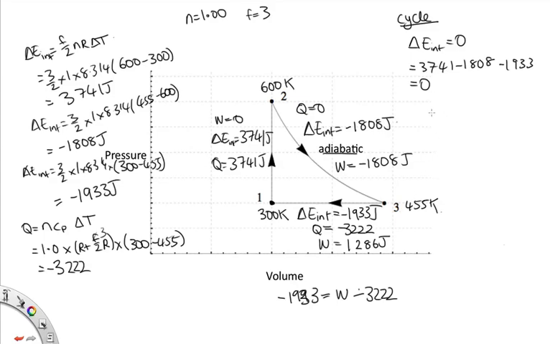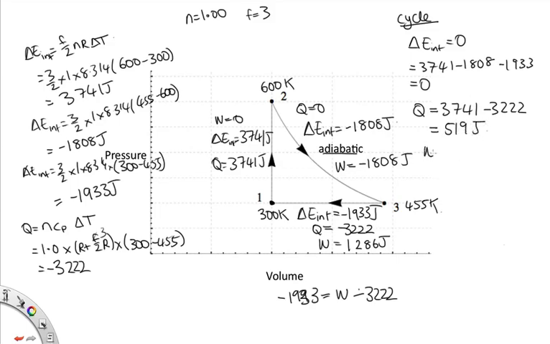Okay, for the cycle Q, the heat flow, we just have to add up each of our heat flows. So 3,741, this one's 0, minus 3,222. This gives us 519 joules.